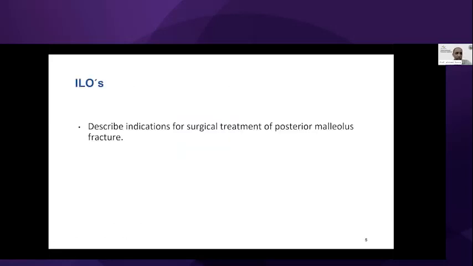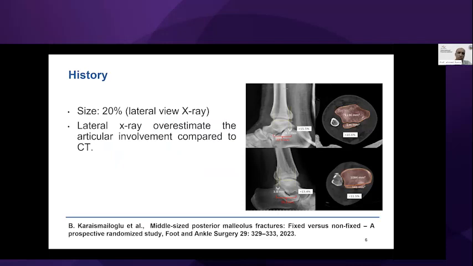Our ILO is to describe the indications for surgical treatment for the posterior malleolus fractures. When we go through the literature, we will find that there was a clear consensus that a size of about 20% or more of the distal tibia is an indication for surgical intervention. And it's clear that it's 20% on the lateral X-ray.